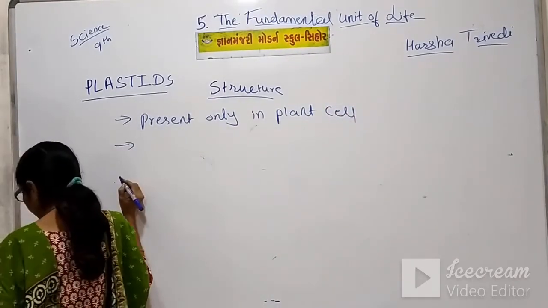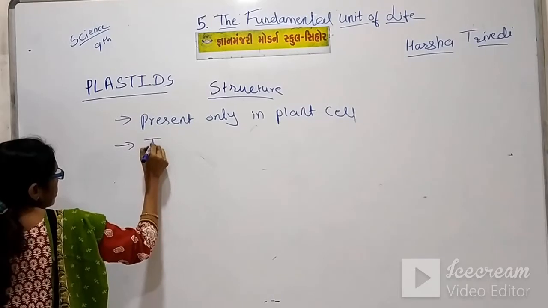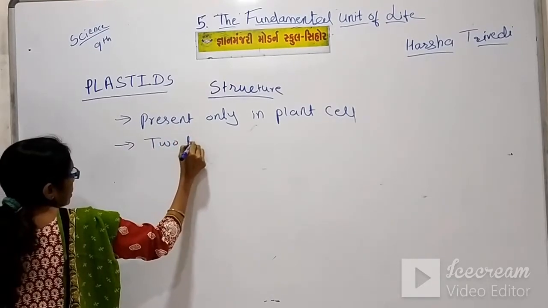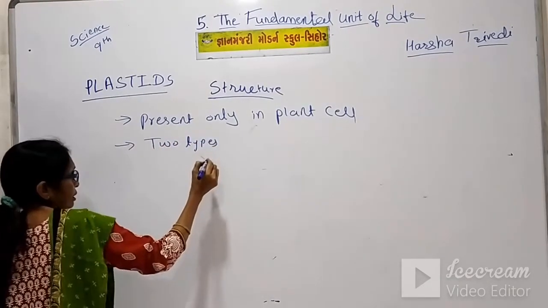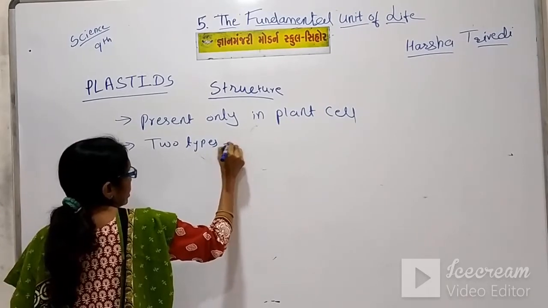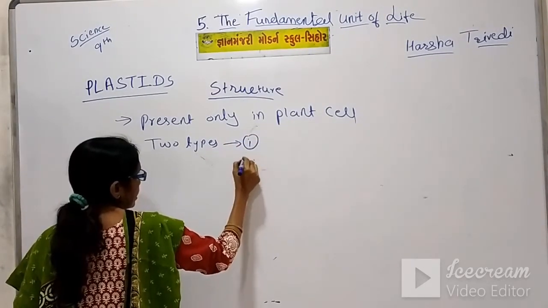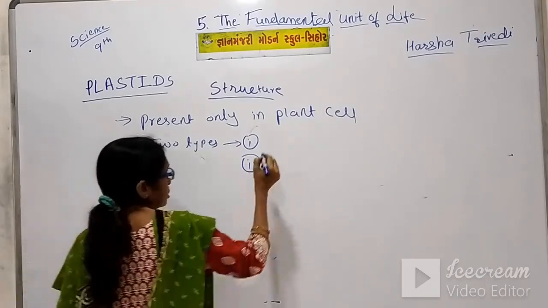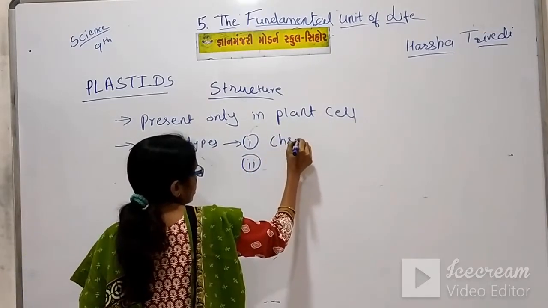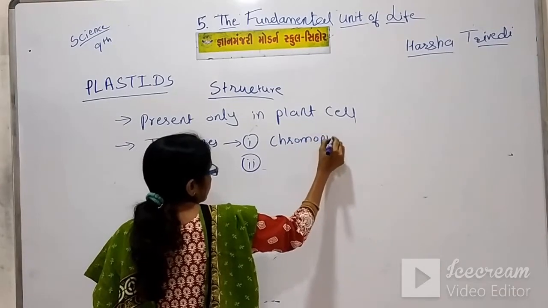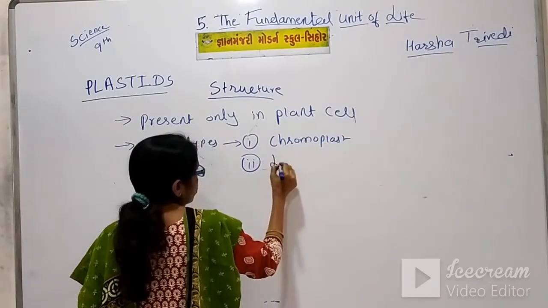Second point, two types. I am writing here point wise; you may elaborate it and write the answers in the exam. Which are the two types? Chromoplast and leucoplast.